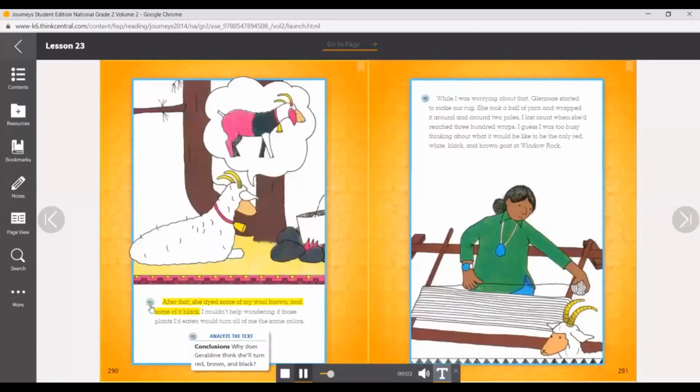After that, she dyed some of my wool brown and some of it black. I couldn't help wondering if those plants I'd eaten would turn all of me the same colors.